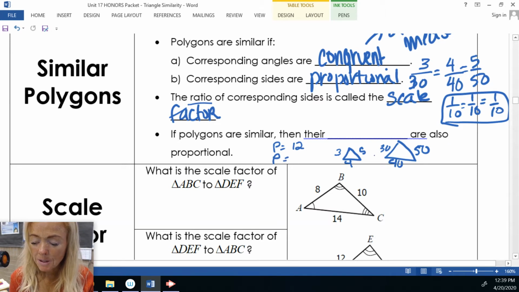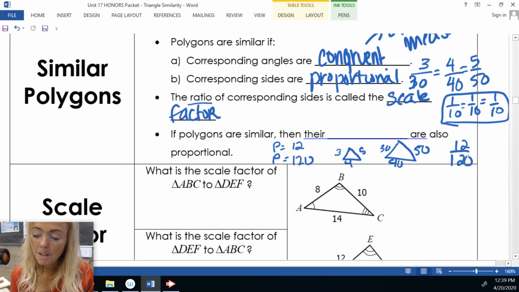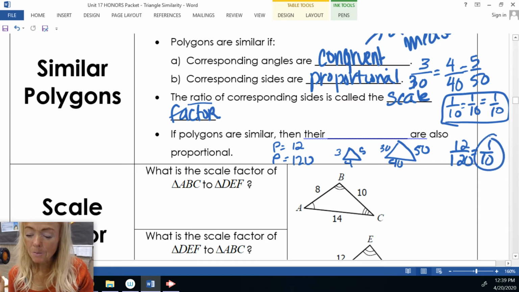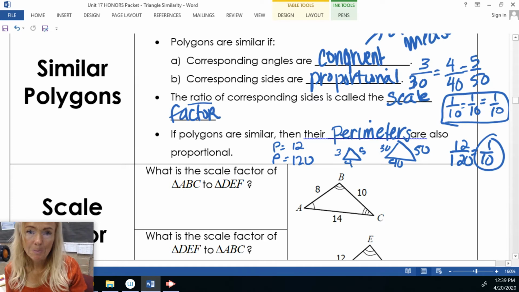And then the perimeter here is going to be 90, 100, 120. All right, so their perimeters, if I take the ratio of perimeters, small to big, like I did up here, 12 to 120, again, I get 1/10, which is the same scale factor as the sides were. So when polygons are similar, so also are their perimeters. Their perimeters are also proportional.